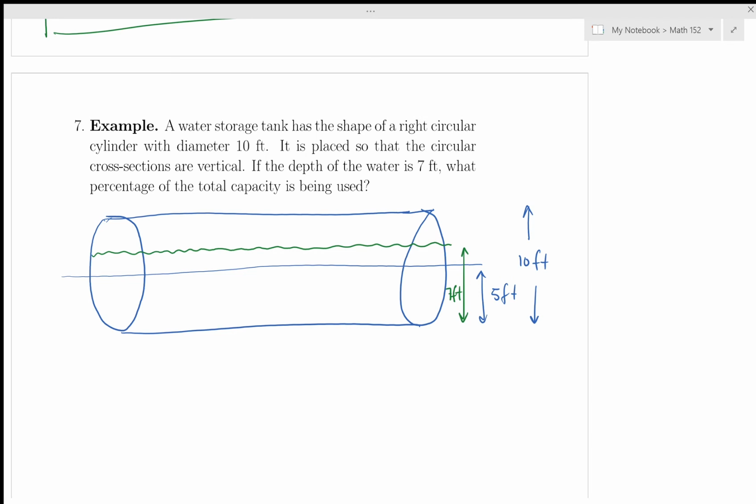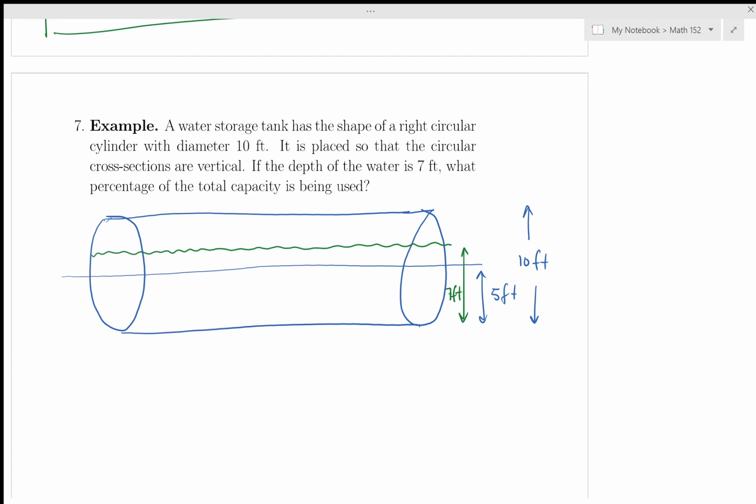Okay, first of all, as a practical thing, were I able to lift this and turn it upright, so that the circular cross sections were horizontal, it would be a much easier problem. But you see those oak barrels aging wine, they're sitting on their sides like this, and you want to know how much is being used. So we want to think of this as slicing up something and having slices of the same shape so that we can add them up.